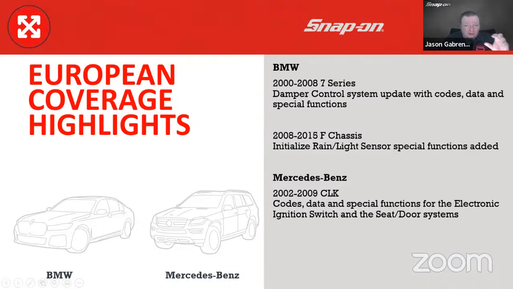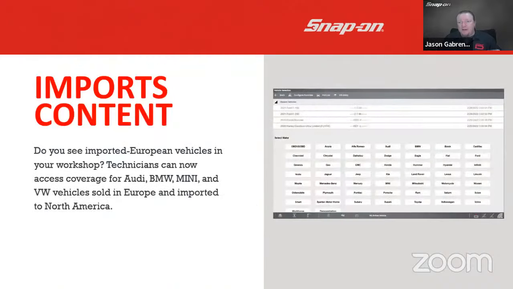So if I have electronic suspension on this car, I can now access that. 2008 to 15 F chassis, rain and light sensor special functions. And then Mercedes CLK 2002 to 2009, codes, data, and special functions for electronic ignition switch and the seat and door system. Now, these are just highlights. These are barely scratching the surface as we saw the numbers at the beginning. Huge amount of information in this update, but these are just some of the highlights.